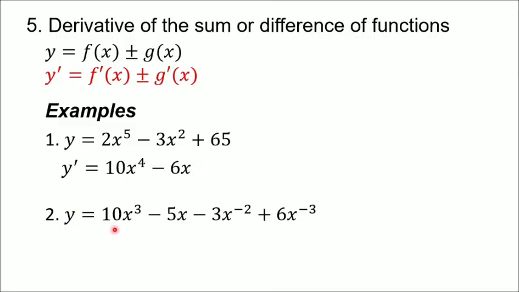For number 2, we have here 10x cubed minus 5x minus 3x to the negative 2 plus 6x to the negative 3. So, ganun din. Kunin natin yung derivative ng bawat isa dito. This is equal to, okay, so 3 times 10 is 30. X squared. Nag-minus 1 tayo sa exponent. Ganun lang, no? Minus, o yung derivative ng 5x. Dahil x lang yan, is just 5.